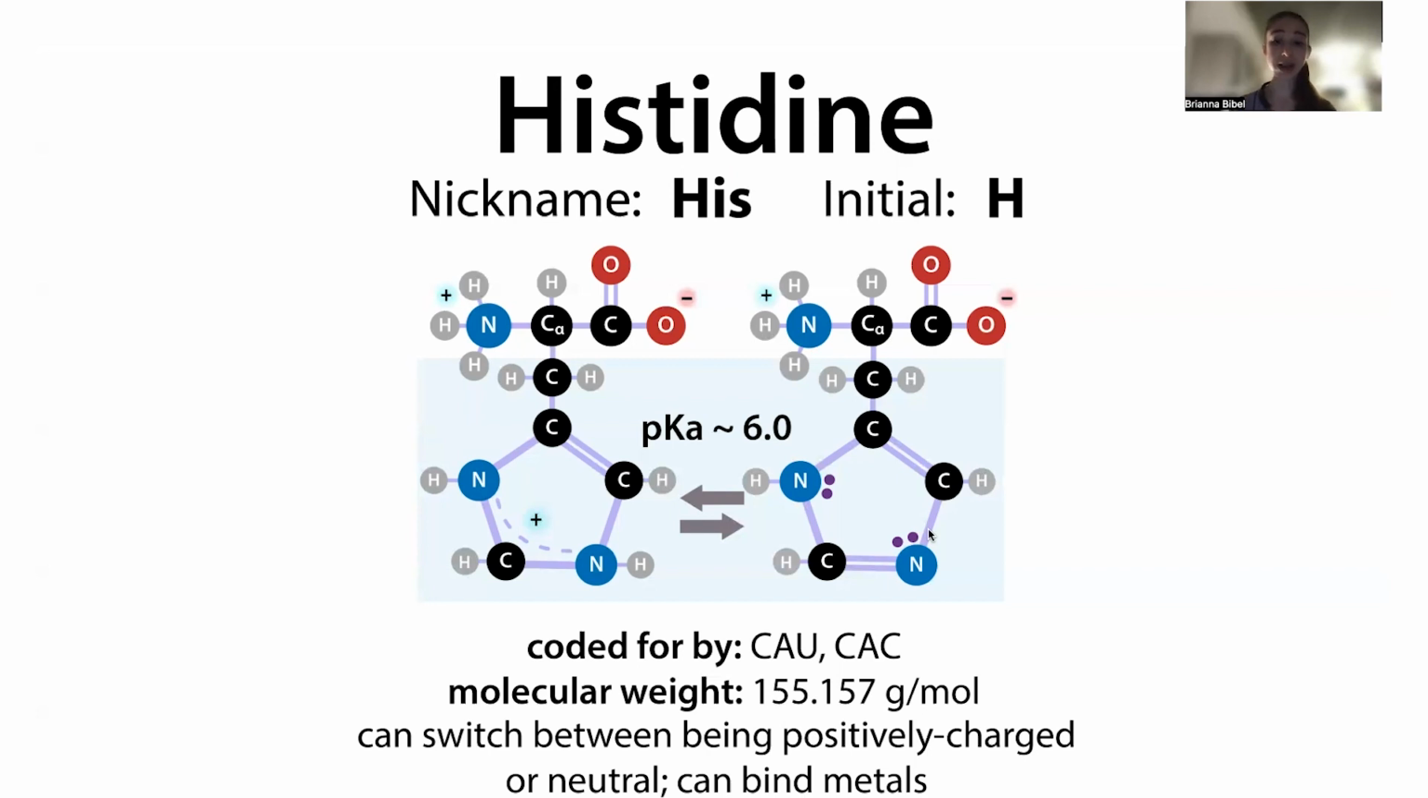This allows it to act as a chelator, something that bites down on metals. If you have multiple histidines, you can get this chelation effect where you have multiple bites on a metal. This allows us to use a string of histidines as a His-tag in order to purify proteins. So lots of cool things about histidine, and now you know more about it.